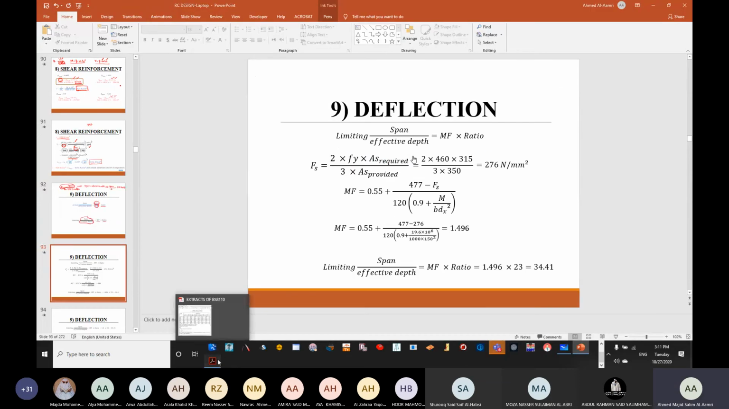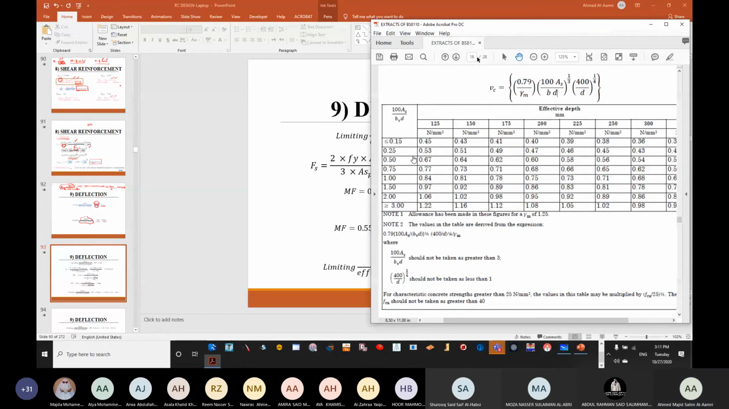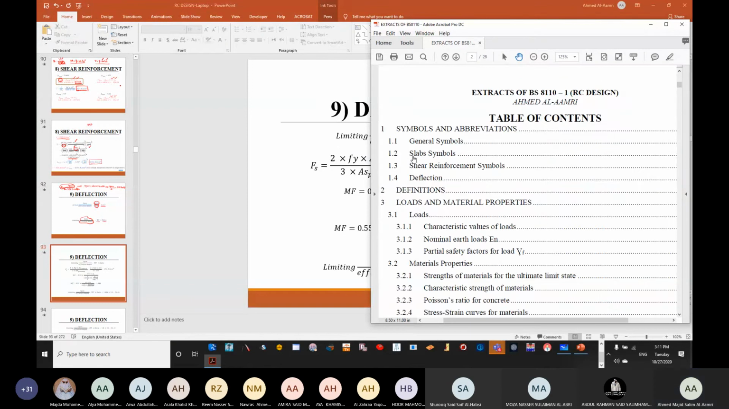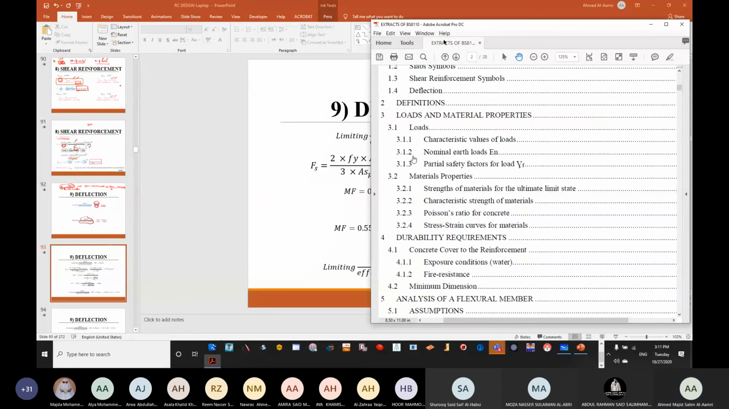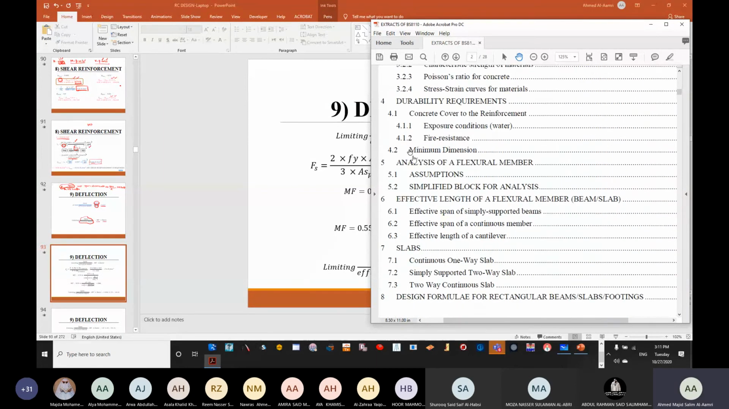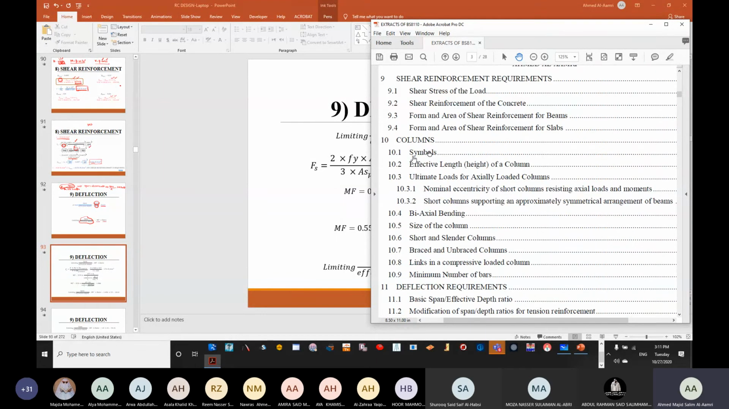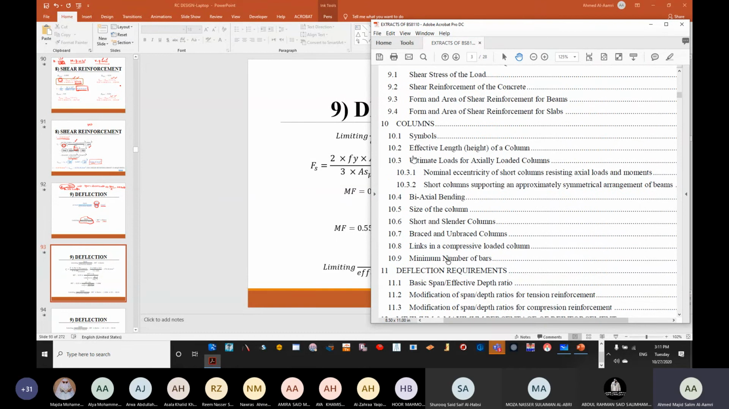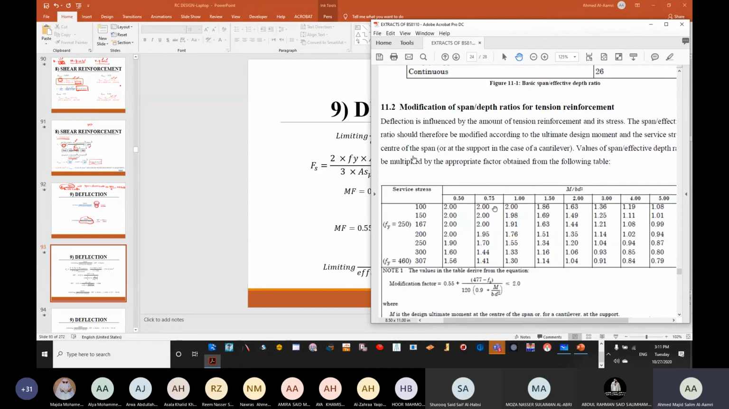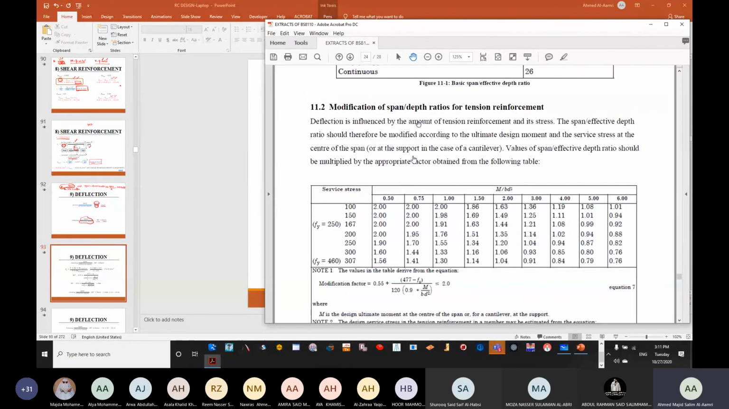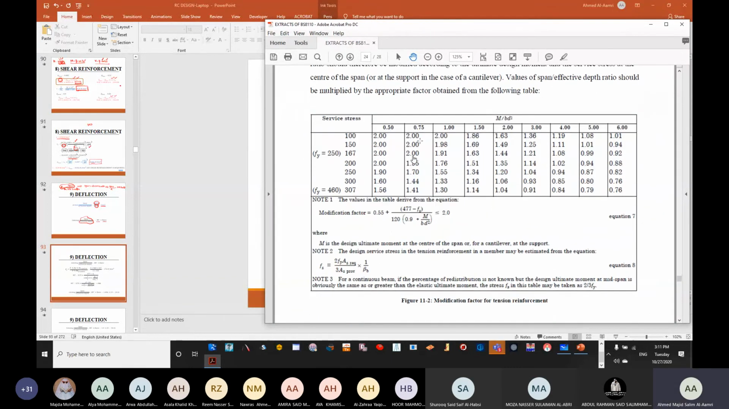Once again, we'll go to our BS code, table of contents. In the table of contents, I'm going to search for deflection, so I'll get the equations and tables of deflection. I'm saying here that there is a deflection requirement, so I'm just clicking on it. Now we have ratios, we'll come to it later. And then we have this table where the modification factor is there.